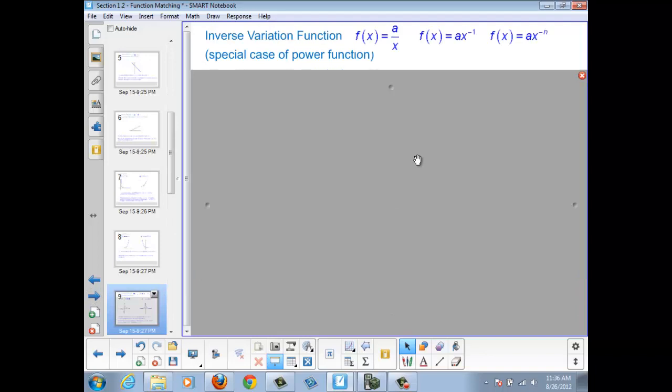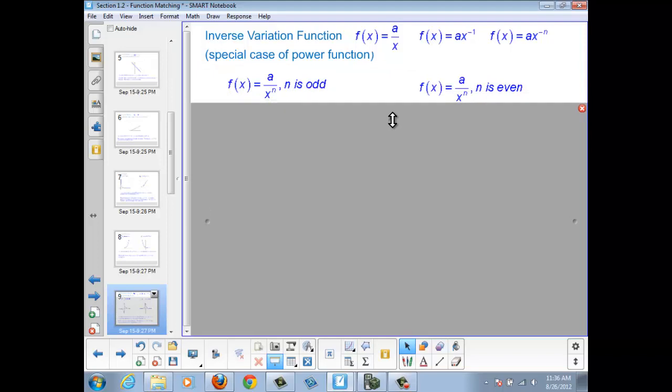All right, the inverse variation function, another special case of the power function, is when our power is negative. And we can see that it's f of x equals a over x, or ax to the negative 1, or ax to the negative integral power. Being able to write these functions in multiple ways, recognizing their multiple representations, can greatly help you as we proceed through this course.